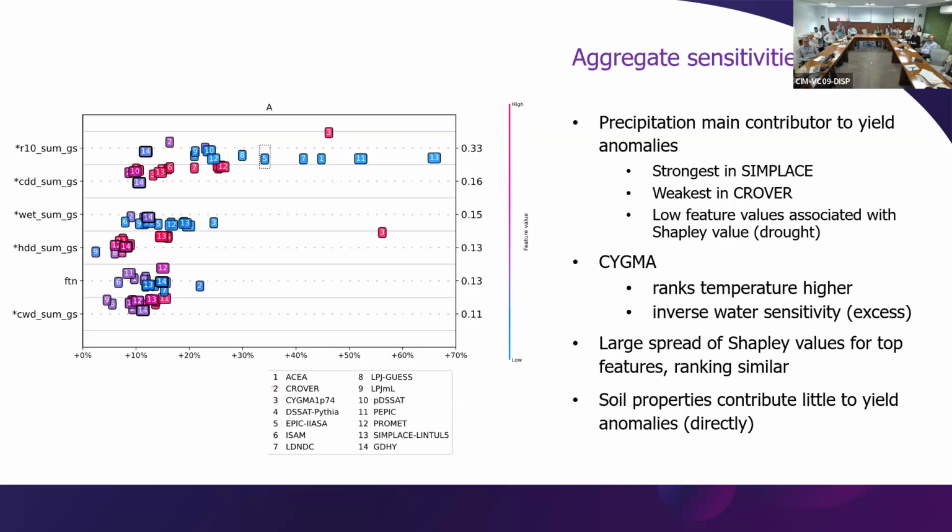And on second place, we usually have temperature-related features. Yeah, but overall, there's a large spread in those results. And what we see here, just when investigating anomalies specifically, is that soil properties don't contribute that much.